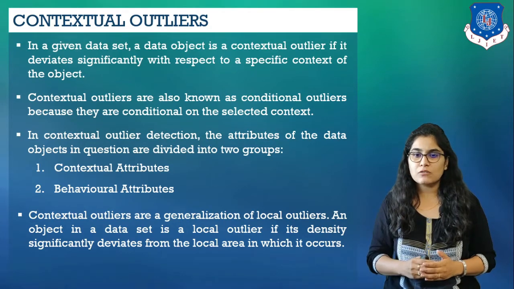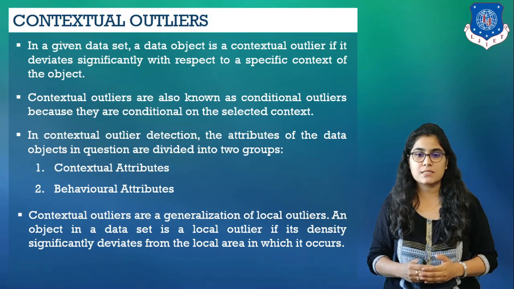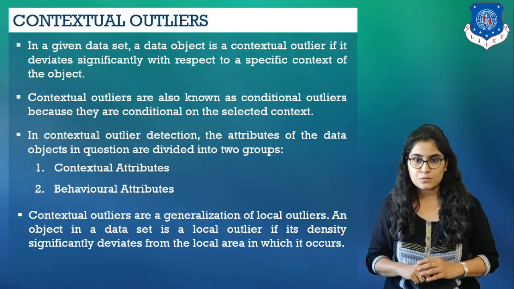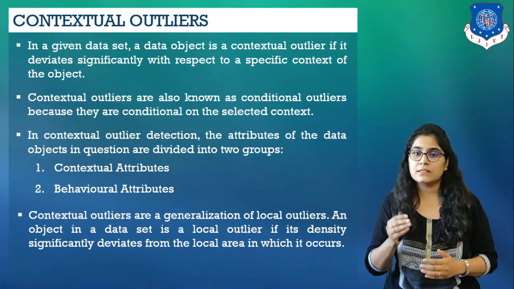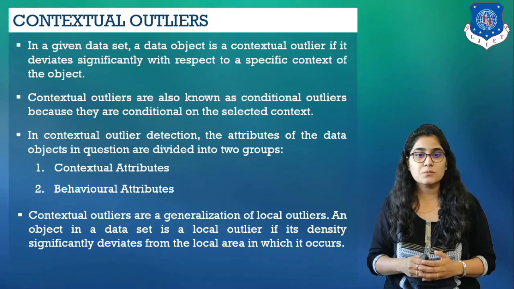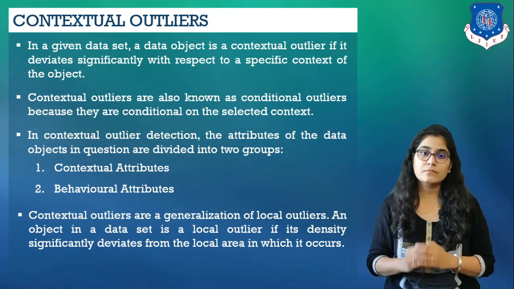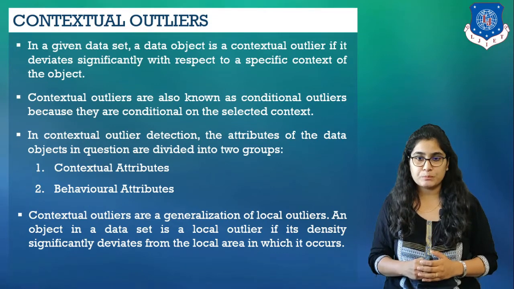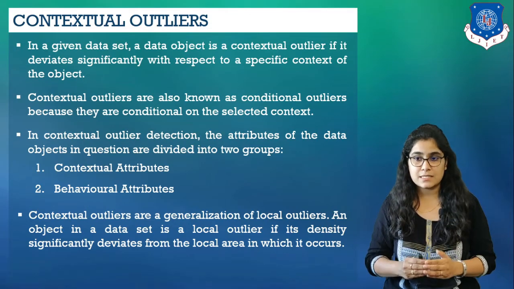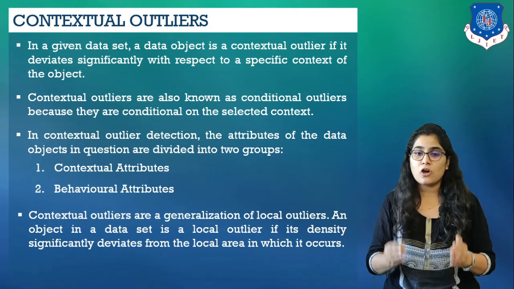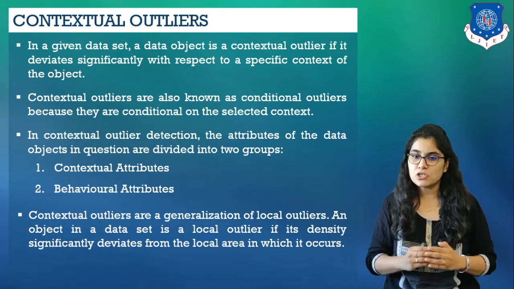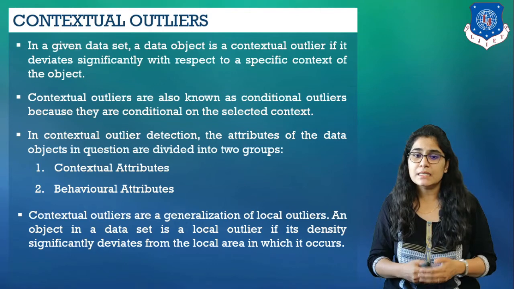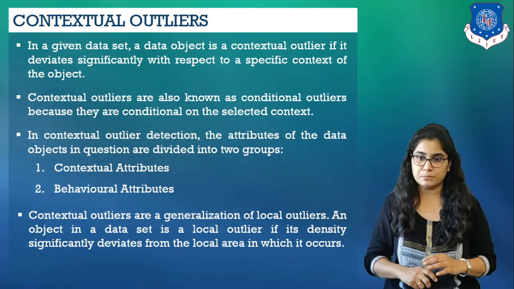Generally, in contextual outlier detection, the attributes of the data objects in question are divided into two groups. First, contextual attributes. The contextual attributes of a data object define the object's context. In the temperature example, the contextual attributes may be date and location. Second, behavioral attributes. These define the object's characteristics and are used to evaluate whether the object is an outlier in the context to which it belongs. In the temperature example, the behavioral attributes may be the temperature, humidity and pressure.